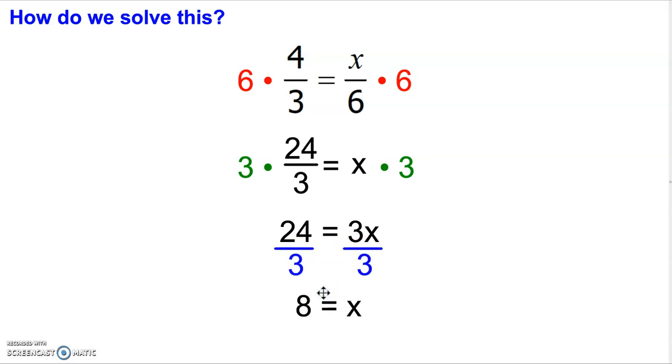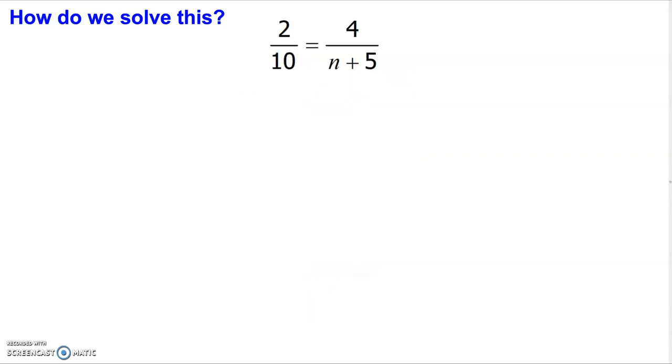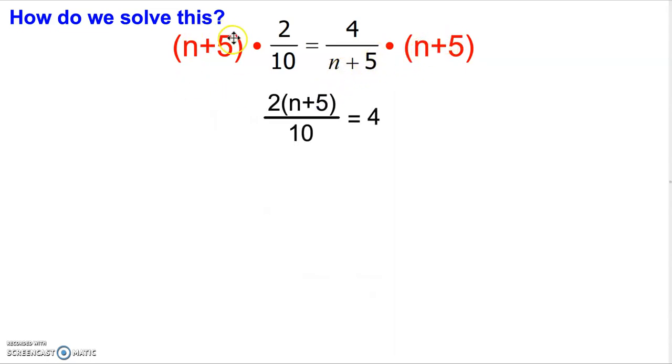Now with this example, it seems like overkill to go through all these steps, but I'm trying to lead you into a more complicated example, one that maybe looks like this. We notice we're dividing by things on both sides. So I want to multiply by n plus 5 to get rid of the n plus 5 on this side. And it becomes 2 times n plus 5 over 10 equal to 4.